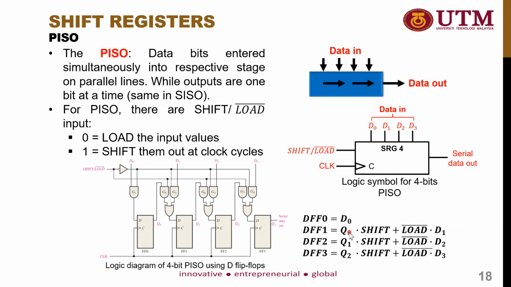You can see here that it has a total of 4 different variables: Q0, shift, load bar, and D1. The input Q0 comes from the previous flip-flop. Q0 is the output of the previous flip-flop, which will be given to flip-flop 1. And D1 is the external input, which is given to the data in pins of the 4-bit PISO. In order to define the values of shift and load bar, you need to observe the current status of the shift or load bar input.